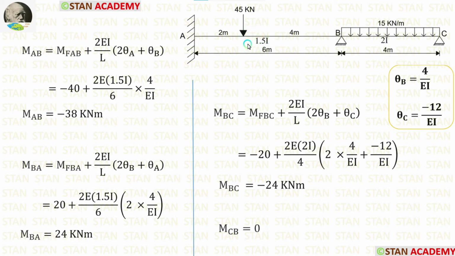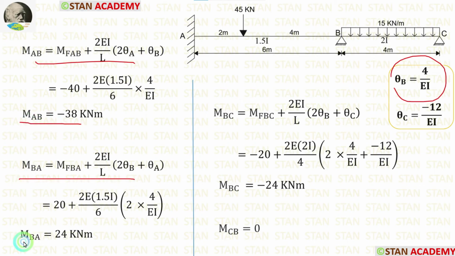The moment of inertia for the span AB is 1.5I, so instead of I, we have to apply 1.5I. The length of AB is 6 meter. We can apply that. When we apply the value of theta B in these equations, we are getting MAB and MBA.